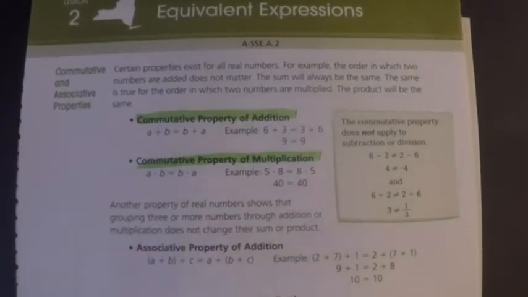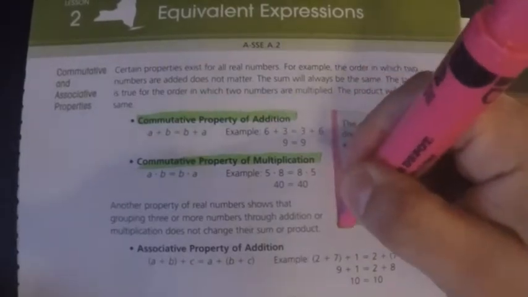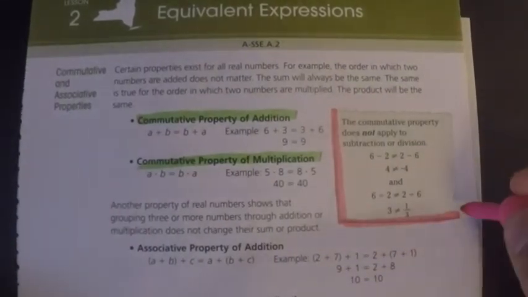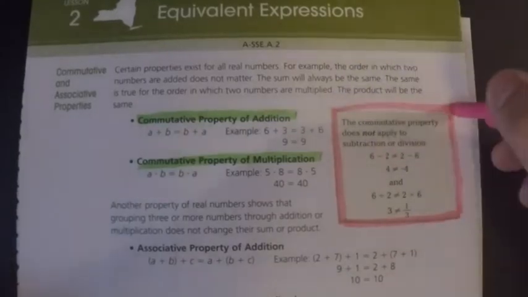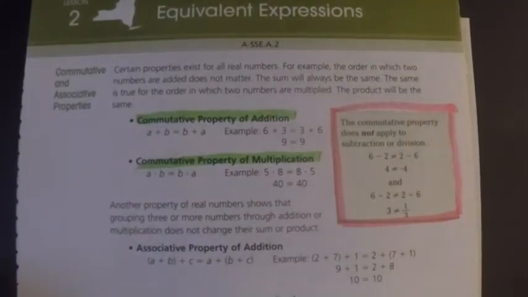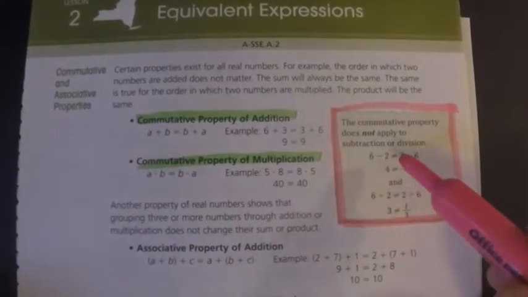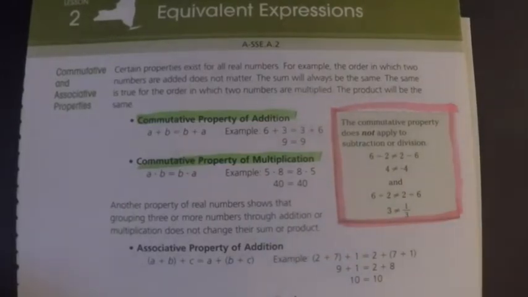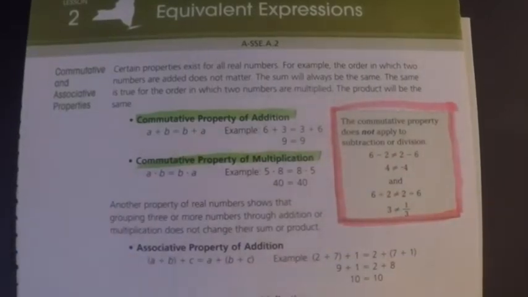One thing to highlight here is that when we're dealing with the commutative property, there is no commutative property for subtraction or division. So if we take a look here, it does not apply to subtraction or division because order does matter when we're subtracting or dividing. So if we did 6 minus 2, that would not be the same as 2 minus 6 because 4 is not equal to negative 4. So that's our commutative property.